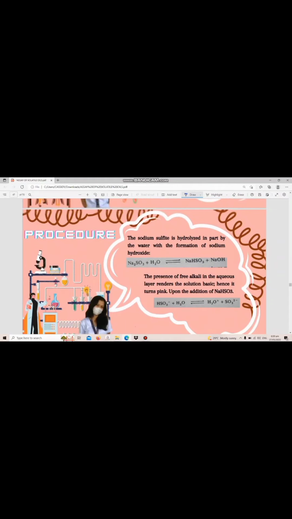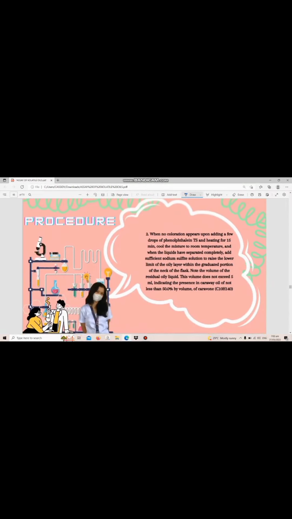Next. Okay, this structure explains that the sodium sulfite is hydrolyzed in part by the water with the formation of sodium hydroxide. Also, this structure explains that the presence of free alkali in the aqueous layer renders the solution basic, hence it turns pink. Upon the addition of sodium bisulfite, the above reaction proceeds left and an excess of bisulfite again renders the solution acidic. Okay, proceeding to the next step.